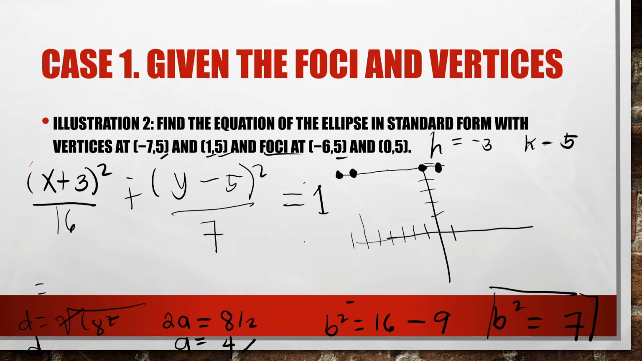Center niya is negative 3 and 5. Kasama niya with the center and foci yung vertices. So, kaya siya ay isang horizontal ellipse. Kaya, ipapartner natin tong 16 na to sa x. And then, yung mas maliit na, or yung shorter segment, yung 7, sa y-axis. So, ito yung final answer natin.